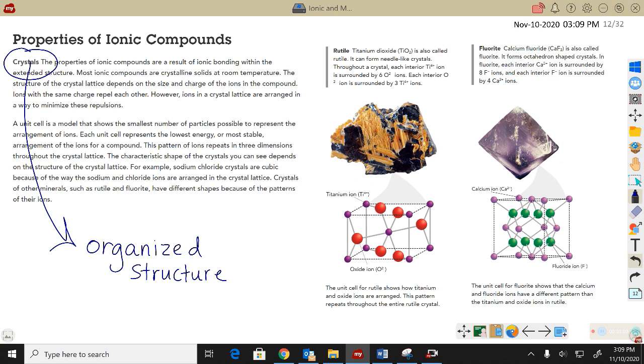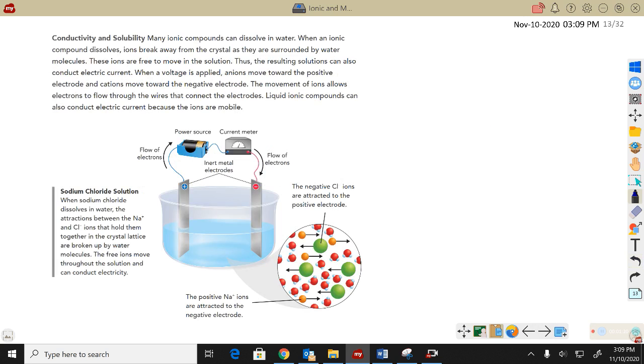And eventually that gives us crystals with different shapes. They show rutile and fluorite here, where the fluorite is a little more cubic, and the rutile has these needle-like crystals. A lot of that comes from the way the ions organize themselves. But in general, ionics are very crystalline, very organized. They can conduct electricity when in solution.